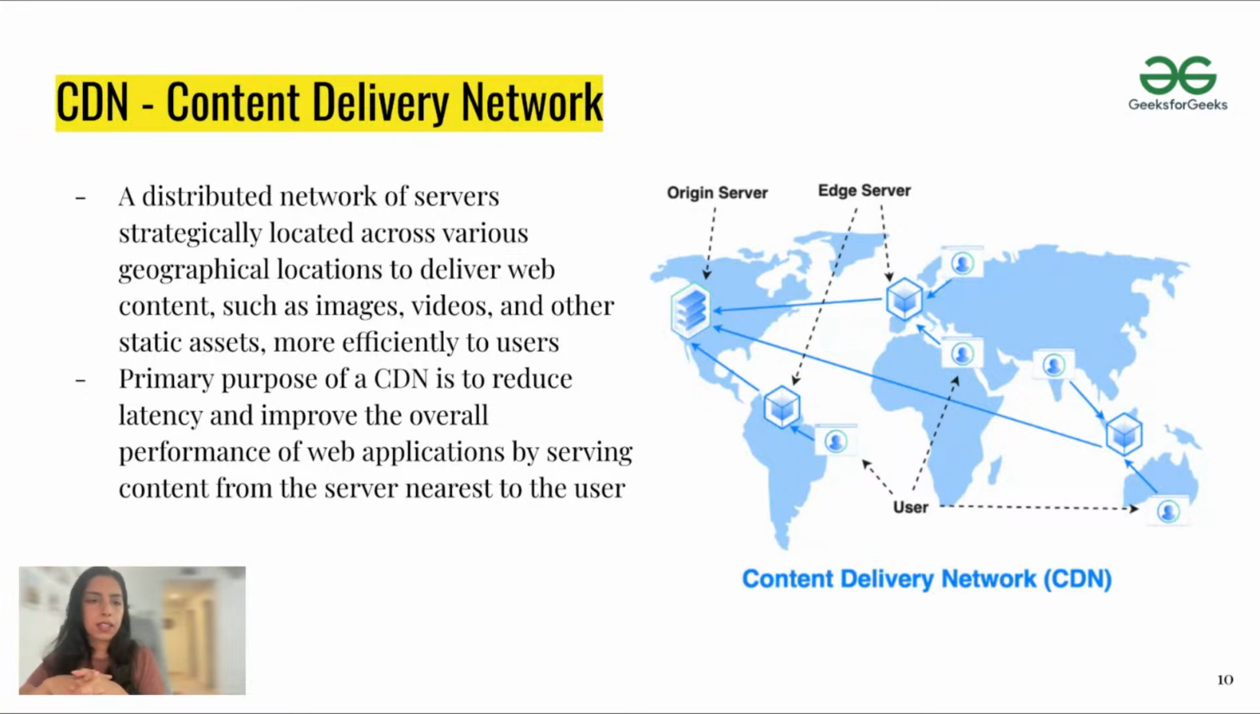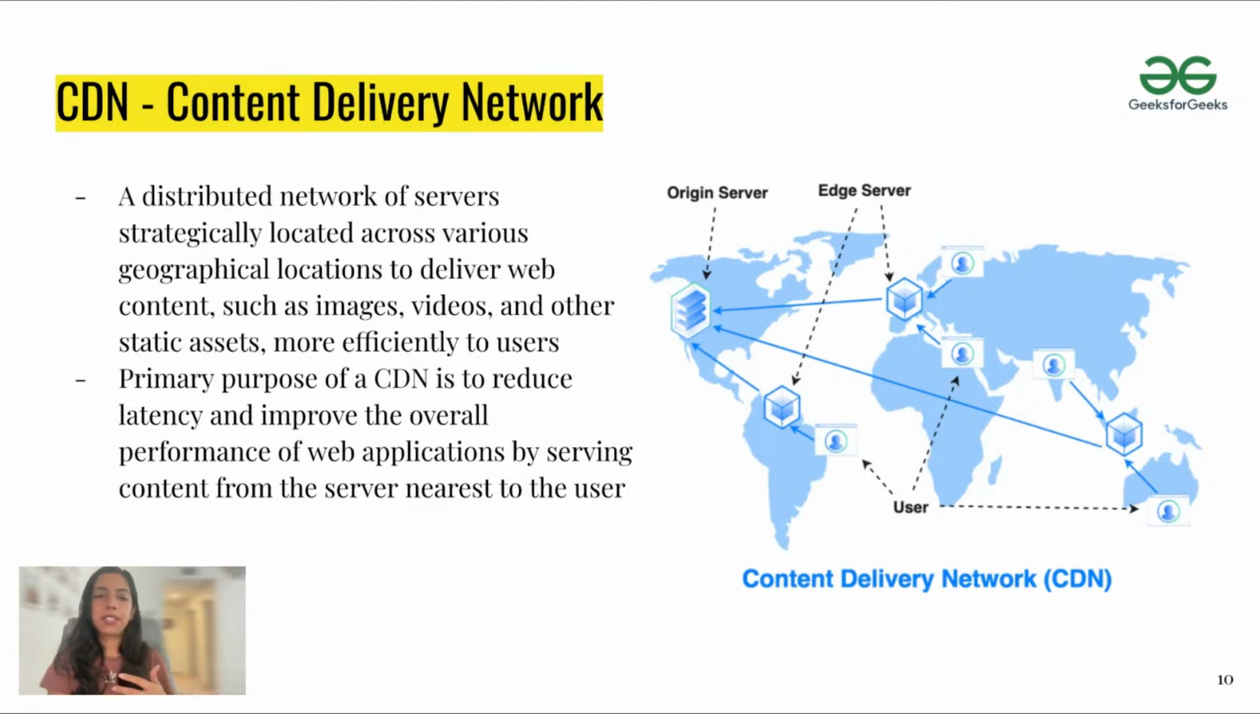Let's read about this. A distributed network of servers strategically located across various geographical locations to deliver web content such as images, videos, and other static assets more efficiently to users. So yeah, the CDN is primarily for static data. It can be anything: images, videos, or any other form of static data. This is not for dynamic content where the data is supposed to change frequently.